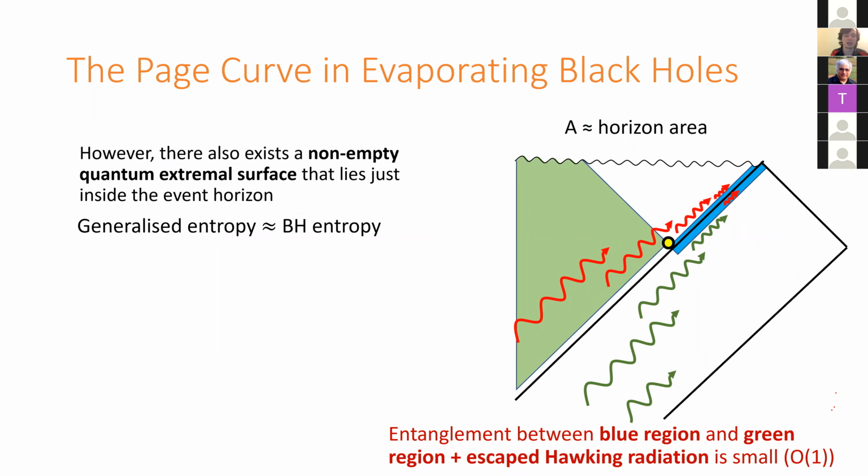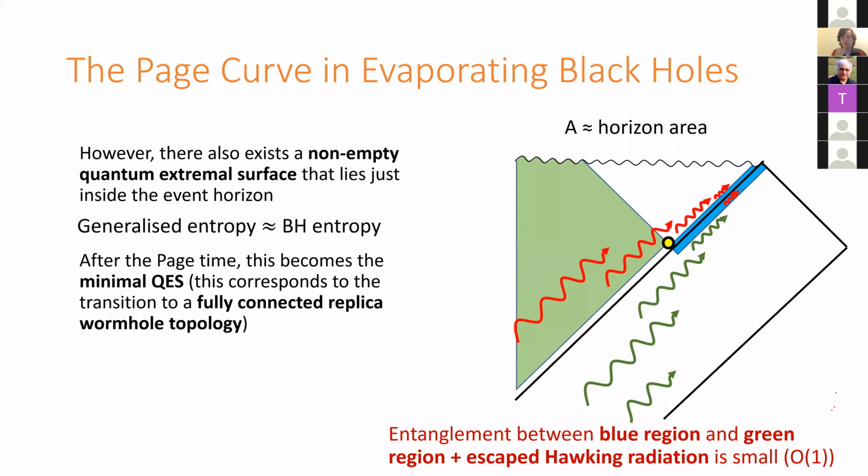of the black hole. After the Page time, the Bekenstein-Hawking entropy of the black hole is smaller than the semi-classical entropy of the radiation, and this becomes the minimal quantum extremal surface. So this is an indication that there's a transition going on in the replica trick to these fully connected replica wormhole topologies, even though the actual replica wormhole topologies are too complicated to calculate in these more realistic models.